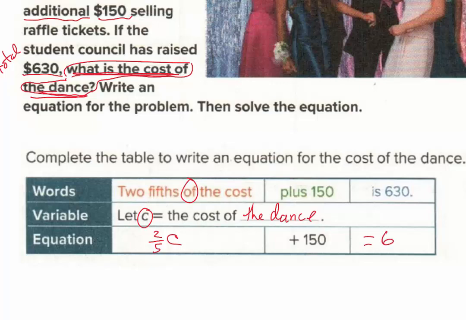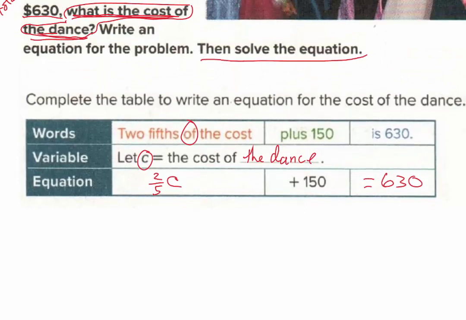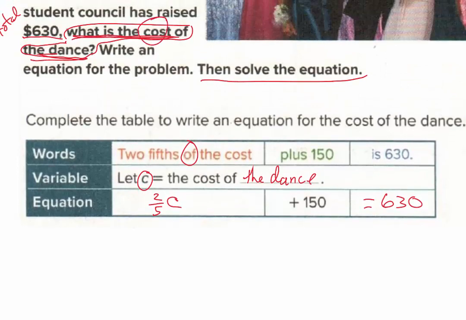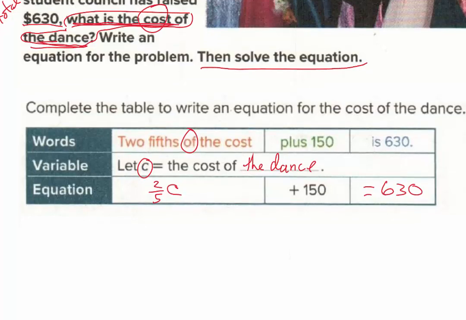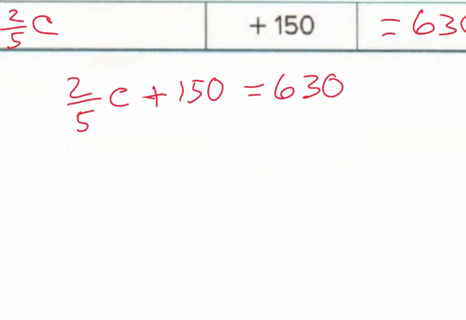put equals 630. Now they did want us to solve it to find out what the cost of the dance was, so what the cost of the dance was. So we're going to solve this equation, 2/5 C plus 150 equals 630. So when we solve this, remember the number that's directly attached to the variable, which is that 2/5, will go last. So we're going to undo the 150 first by eliminating it from both sides.